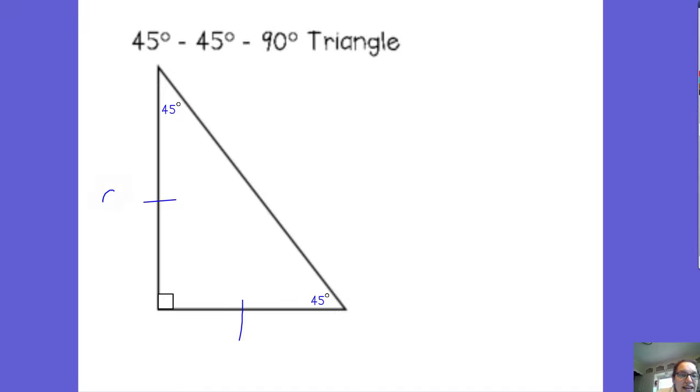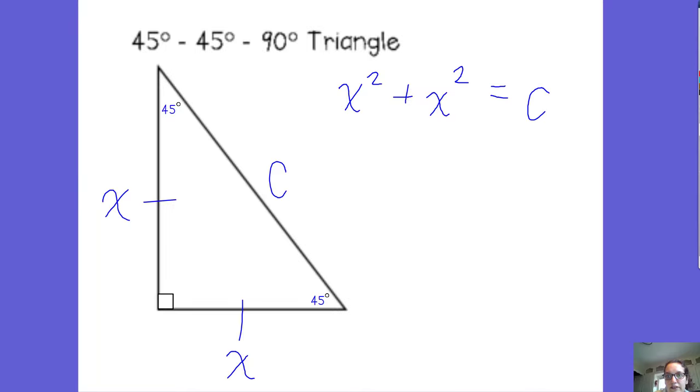So if I call this side x, these two legs are going to be congruent, so this side will also be x. So let's say I wanted to find the length of this hypotenuse. I would do Pythagorean theorem. This is a right triangle. I know two of the legs. I'm missing the hypotenuse. I can do a squared plus b squared equals c squared. So I'm going to call the hypotenuse c for now. So a squared, x squared, plus my other leg, x squared, should be equal to the hypotenuse squared, c squared.